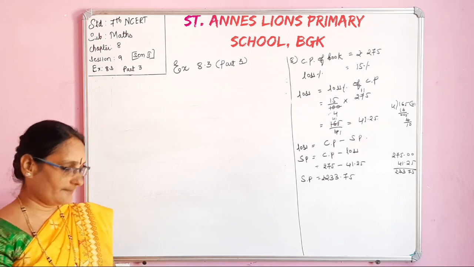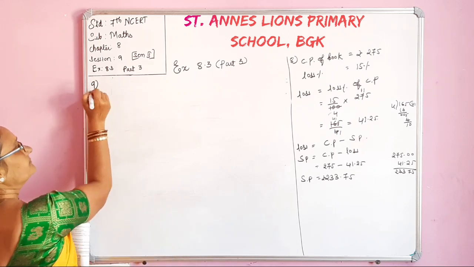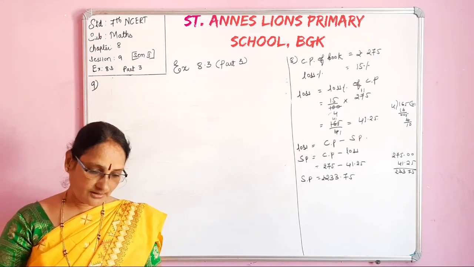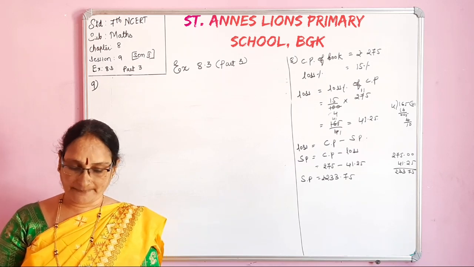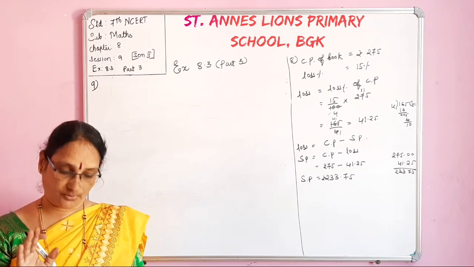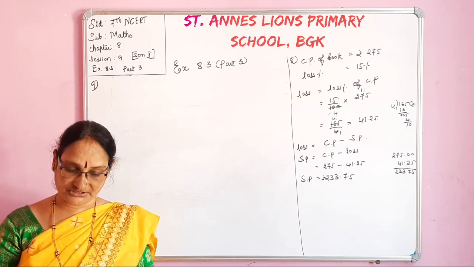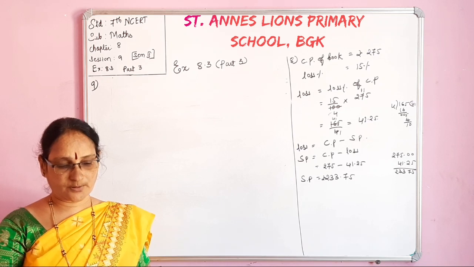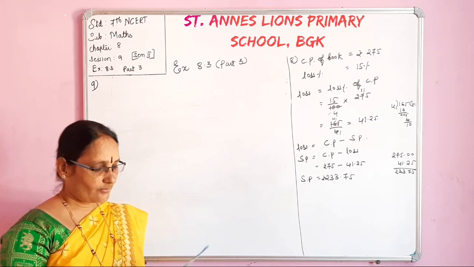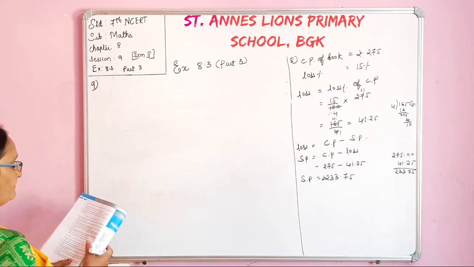Now we will see the problem. Ninth problem. Find the amount to be paid. That means we have to find out the amount. Find the amount to be paid at the rate of 3 years in each case. There are two problems in ninth problem. So what are the given things? We will find out now.